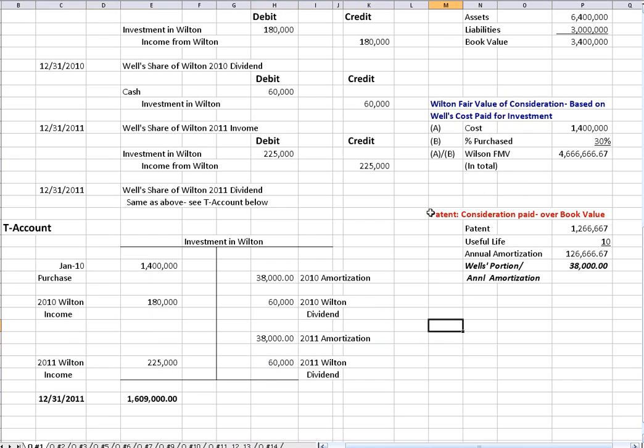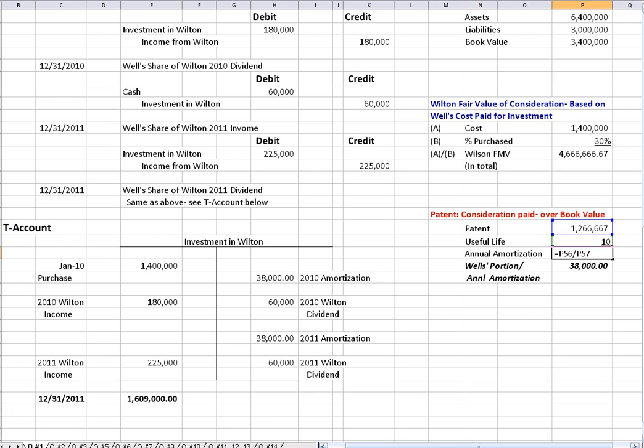Remember that the amount paid in excess of the book value is considered to be an asset, which is a patent. That's why we paid more than book value. So the value of the patent is the 3.4 million, difference between the 4.6 million roughly, that's the fair value of the whole entity, the sub, minus the book value of the sub. It's about $1.26 million.